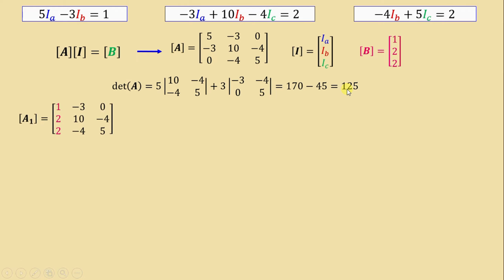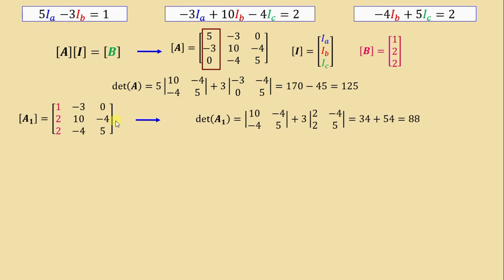We define now matrix A1 by this matrix. We obtained A1 by replacing the first vector of A by the vector B. So we go now to calculate the determinant of A1.